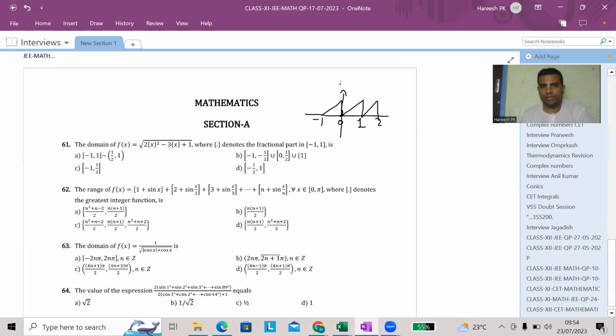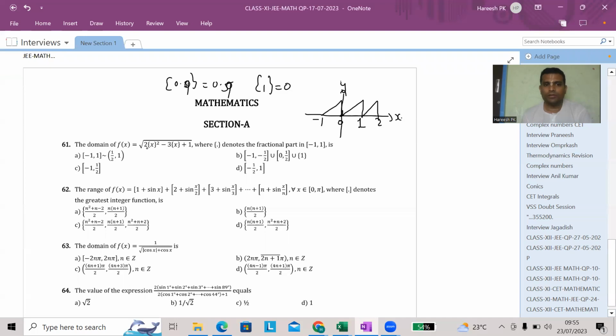So why is this the fractional part of x? Because what is fractional part of 0.5? It is 0.5. Fractional part of 0.9 is 0.9. But fractional part of 1 suddenly becomes 0. That means fractional part will go on increasing, and at 1 it will come back to 0. Again, between 1 to 2, it will go on increasing, again come back. Same shape repeats on the positive and negative side. So this is a prerequisite to solve this question.